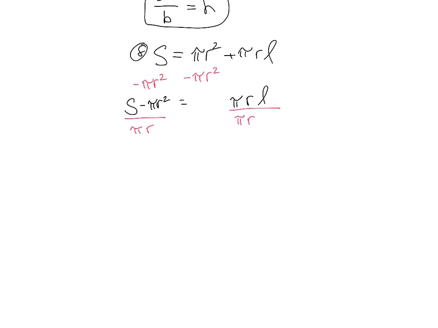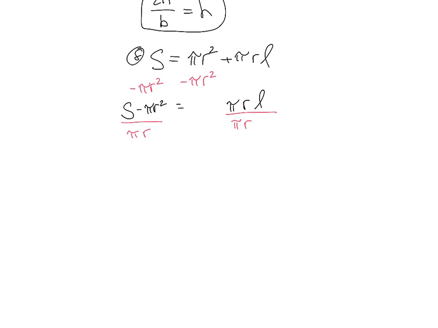So I'm going to scooch up here a bit, and then that just leaves us with L all by itself. L times r times pi divided by r times pi is just L all by itself. And over here, S minus pi r squared, all divided by pi r.